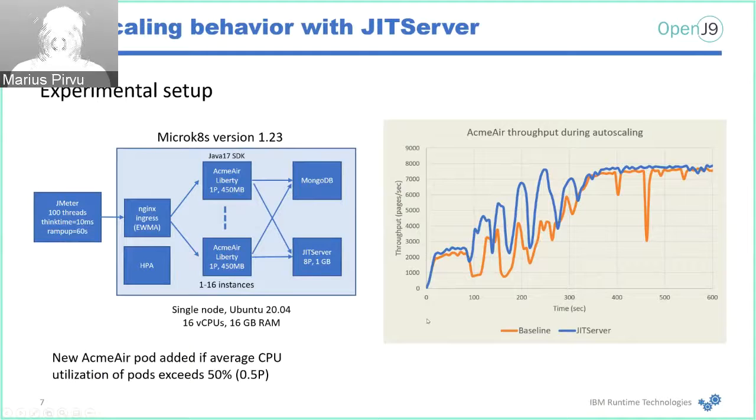On the right, we have a graph showing the throughput of AcmeAir during autoscaling. There are two lines on this graph. In orange, we have the baseline that doesn't use the JITServer, and we have the JITServer configuration. At this point, we are not using the AOT cache. If you compare the two lines, you can clearly see the advantage. The throughput is typically larger with JITServer during the ramp up, and these drops in throughput are narrower and shallower.